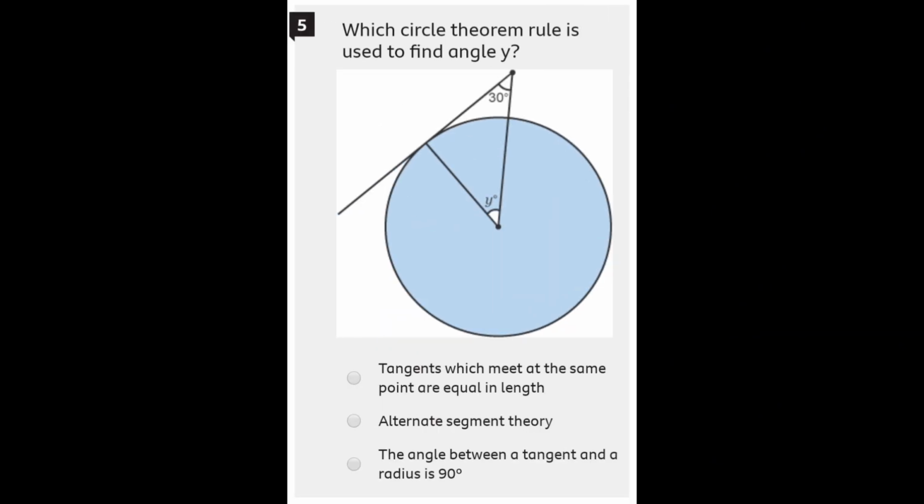In this diagram, you see a line touching the circle at the point of tangent. Then you also have the radius perpendicular to the tangent. So, which circle theorem rule is used to find the angle y? The answer is the angle between a tangent and a radius is always 90 degrees.